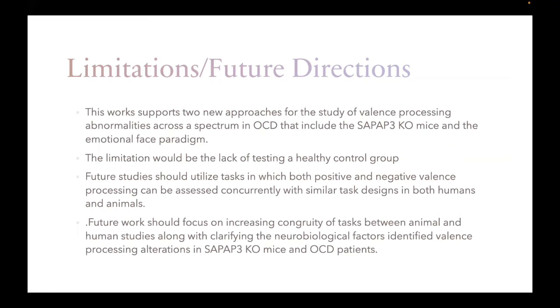Okay, so for limitations and future directions, this work supports 2 new approaches for the study of valence processing abnormalities across the spectrum in OCD that include the SAPAP3 knockout mice and the emotional face paradigm. The limitation would be the lack of testing of a healthy control group along with the patients with OCD. Having a control group would help to effectively compare the valence processing in those with OCD and those who do not have it.